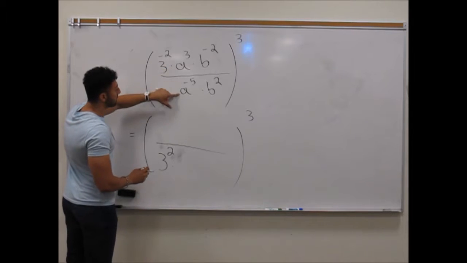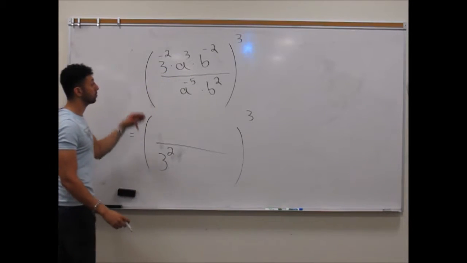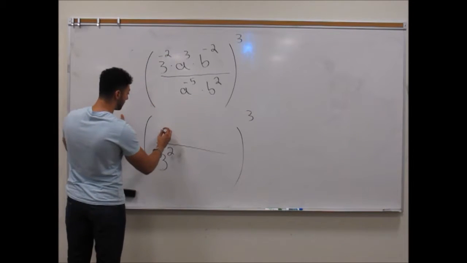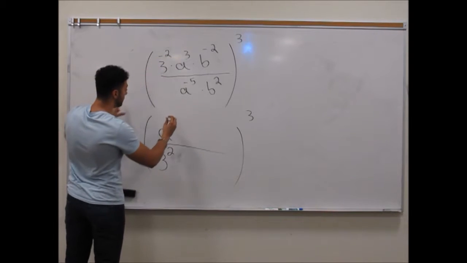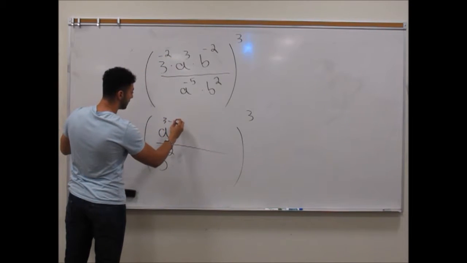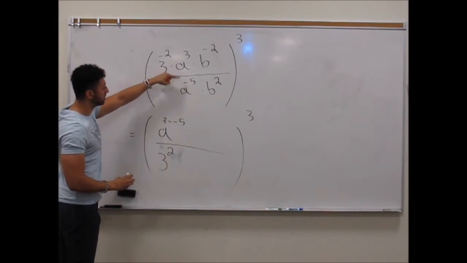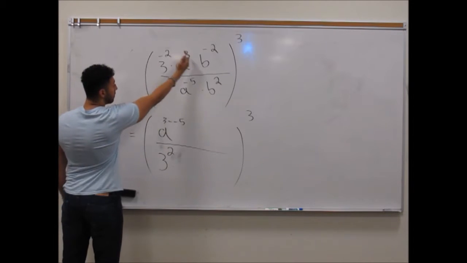Here we have the same base with the A's, division's happening. So when division happens, we know we're going to subtract the exponents starting from the top. So I'm just going to go ahead and write the A just once. And I'm going to subtract the exponent. So 3 minus a negative 5. Careful on the minus, right? It's minus a minus. Okay. So I've taken care of all this portion here.